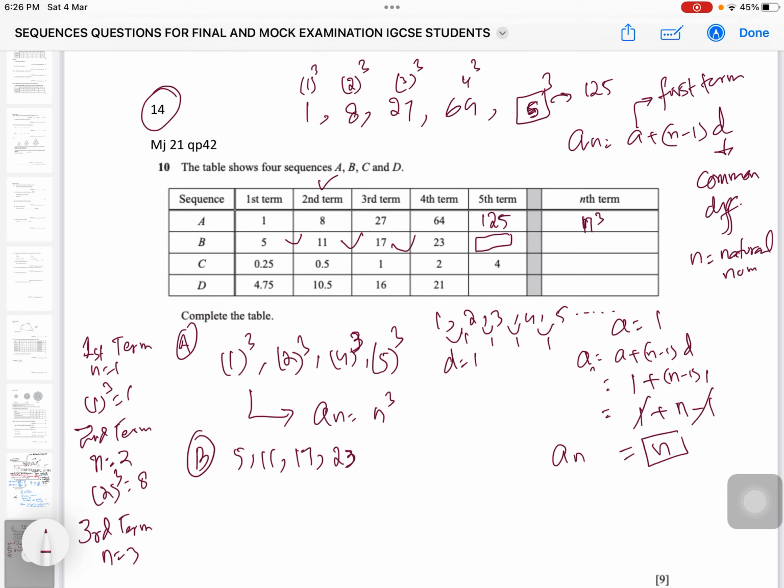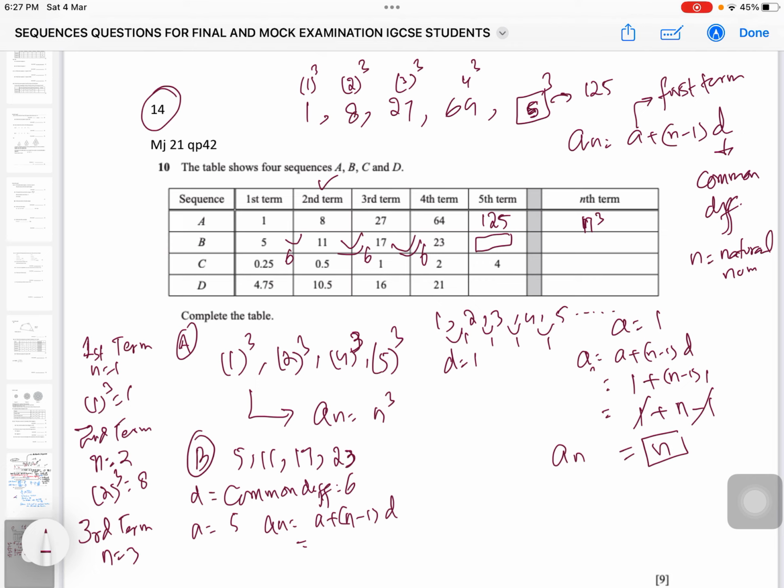So the difference between 11 and 5 is what? 6. This difference is what? 6. This difference is what? 6. It means the common difference is 6. So d is 6. What is A? A is the first term. A is 5. When we have the common difference, it means the arithmetic sequence nth term is A plus n minus 1 into d.